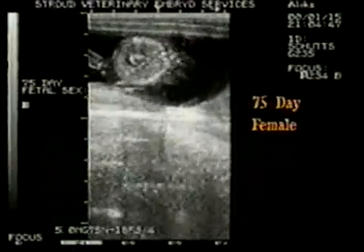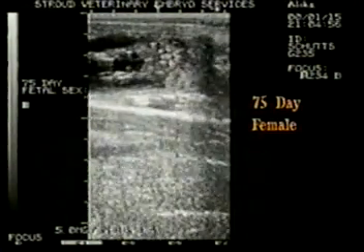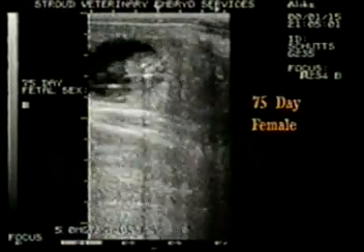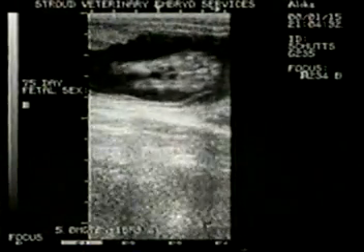Notice the lack of MLGT as the transducer passes back and forth through the abdomen at the level of the umbilical attachment. This view is extremely important to the ultrasonographer.